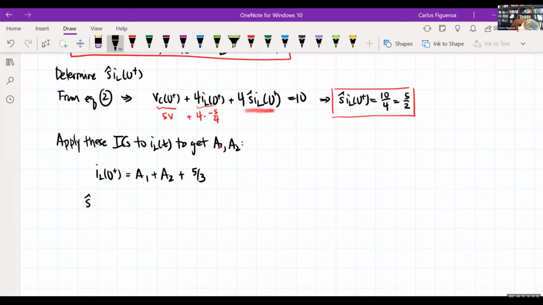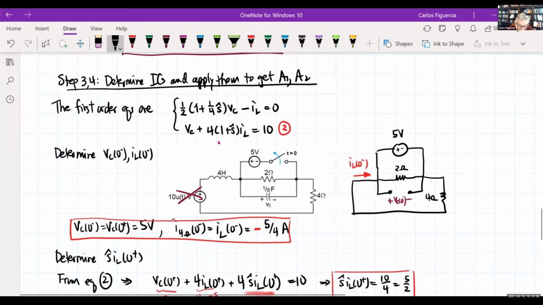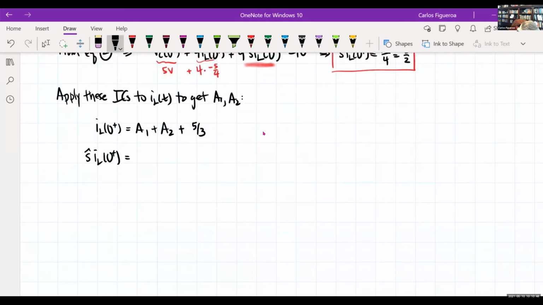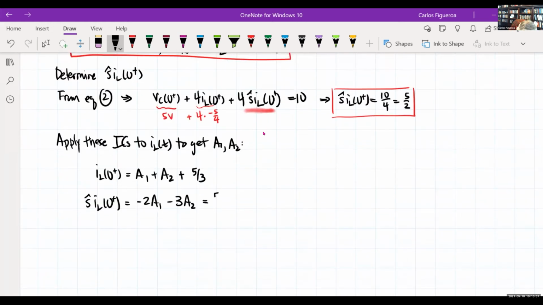Now let's do s hat IL of 0 plus. So I've got to take the derivative of that guy. So look what I get. I'm going to bring down a -2. I'm going to bring down a -3. Obviously the derivative of 5/3 is 0. So then I'm going to get -2A1 minus 3A2. And this guy has to equal, according to this, 5/2.